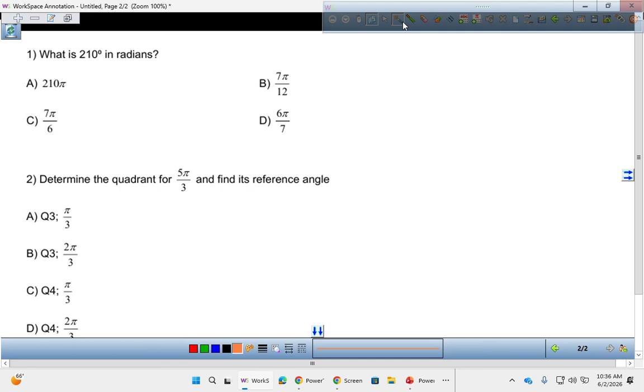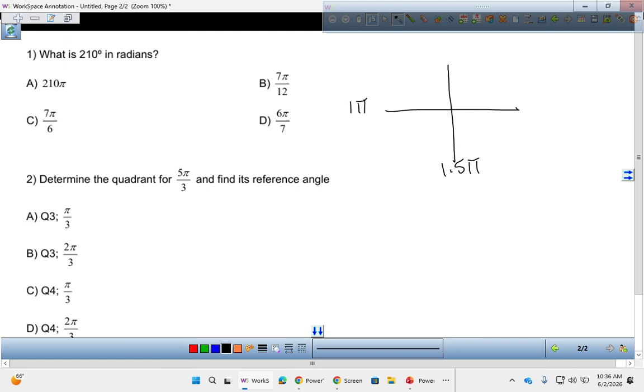Yeah, we'll go in all kinds of orders, but yes. So what is 210 degrees in radians? Well, 210 is somewhere in quadrant 3, right? Between 180 and 270. So just kind of logically speaking here, it's going to be somewhere between 1 and 1.5 pi.